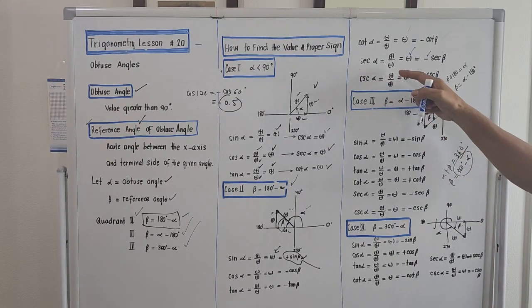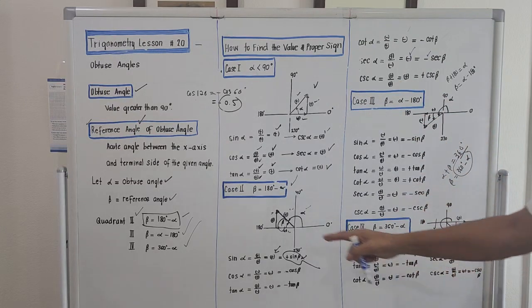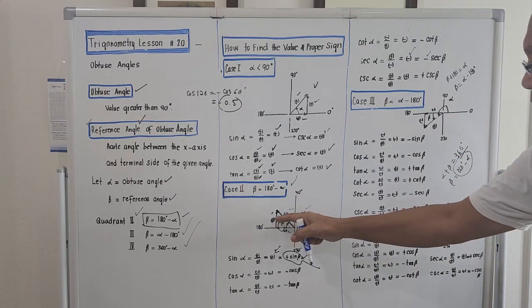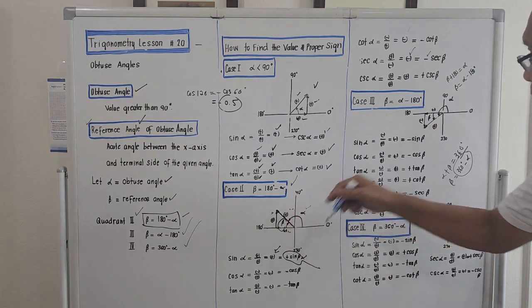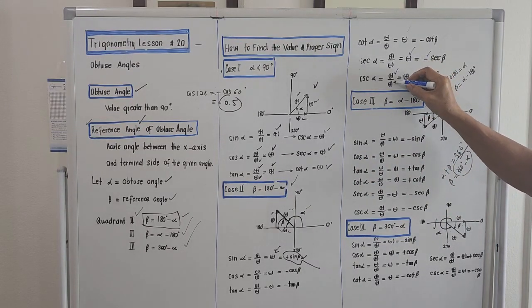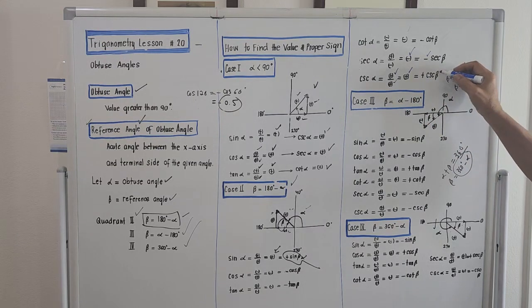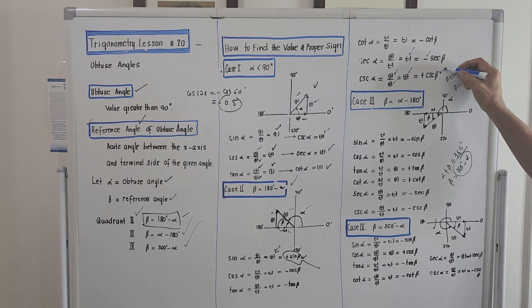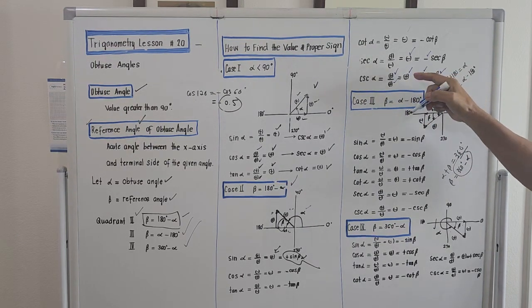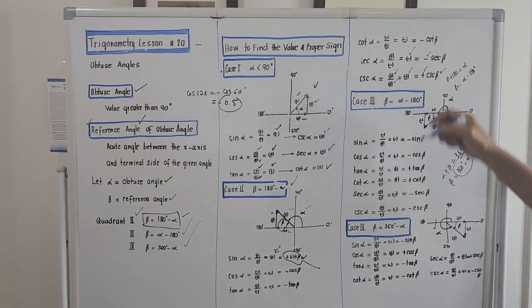For cosecant, it will be hypotenuse over opposite. Okay? Hypotenuse over opposite, a plus and a plus. So this is a plus and a plus. It should be plus. So cosecant of alpha will be the cosecant of beta, and its proper sign should be plus. It should follow this.